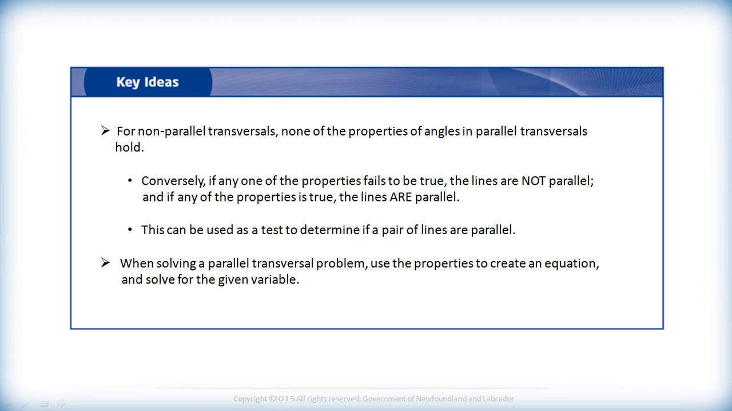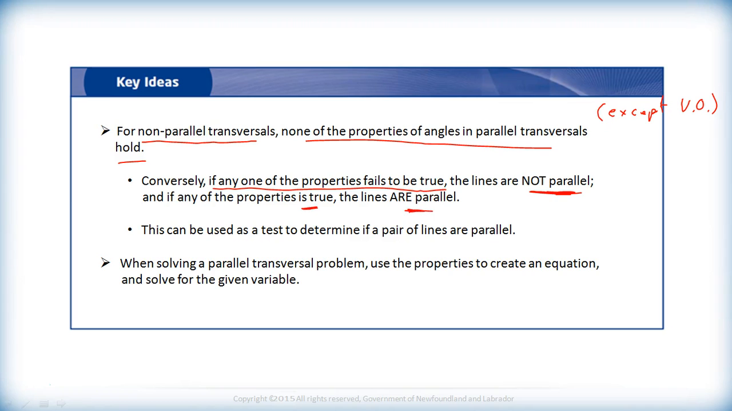Okay, so some of the key ideas here for non-parallel transversals: none of the properties of angles in parallel transversals hold, except for vertically opposite. But vertically opposite is, of course, not really a transversal property. That's just any two lines that cross, okay? So conversely, if any one of the properties fails to be true, the lines are not parallel. And if any one of the properties is true, the lines are parallel.